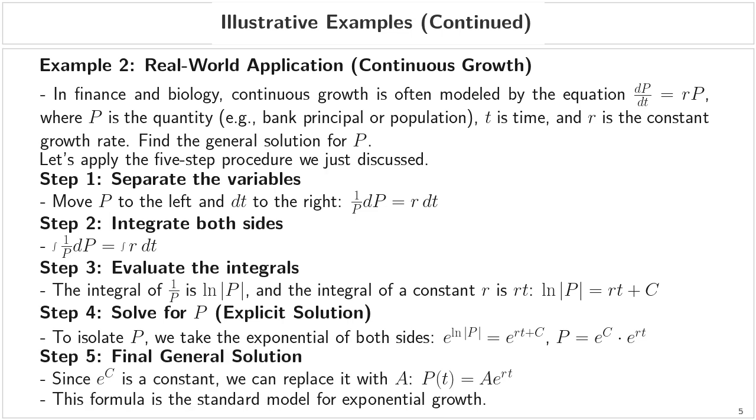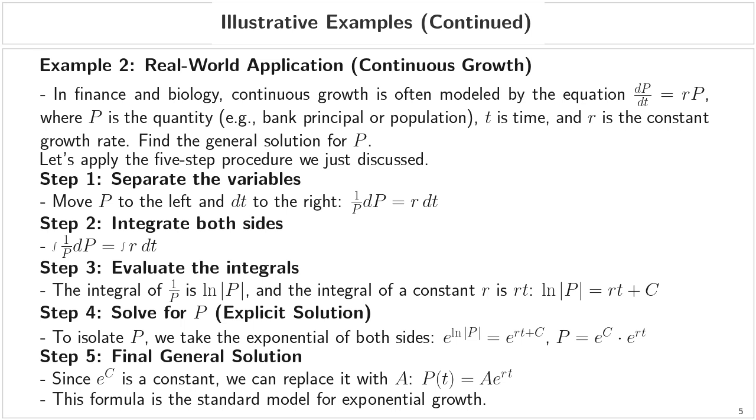Step 5. Finally, let's simplify. Since e raised to the power of c is just another constant, we can replace it with a simpler symbol. Let's use A. This leaves us with our final general solution: P of t equals A e raised to the power of rt. As you can see, this beautiful formula is the standard mathematical model used for all types of exponential growth.